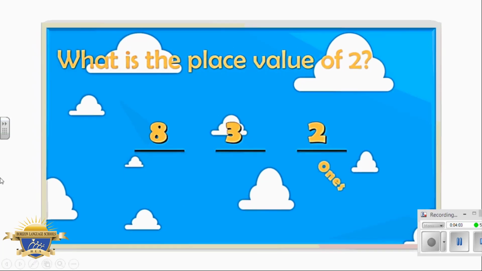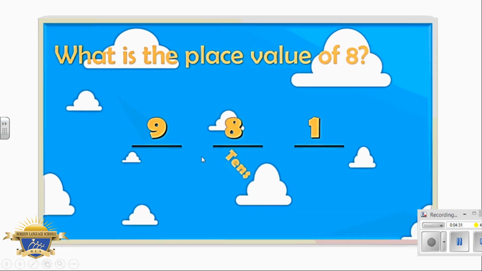Okay, what is the place value of 2 in the number 832? We will start from the right side with the number 2, which is ones place. 3 is tens, and 8 is hundreds because it's ones, tens, hundreds. Okay, and what is the place value of number 8? Yeah, excellent. It's hundreds. 8 is a hundreds digit.